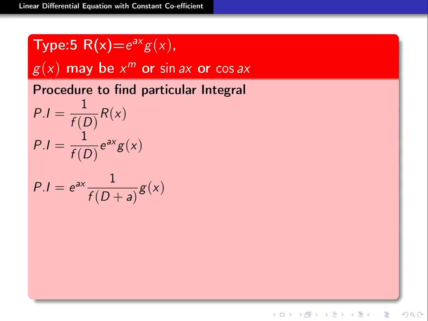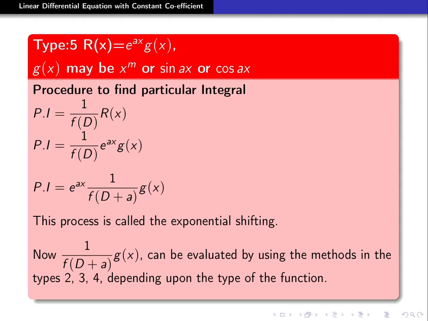Then, whether g of x is an algebraic term or a trigonometric term, after that we will use the previous types. This process is called exponential shifting. So now 1 divided by f of D plus a into g of x can be evaluated using the methods in type 2, 3, 4, depending upon the type of the function.